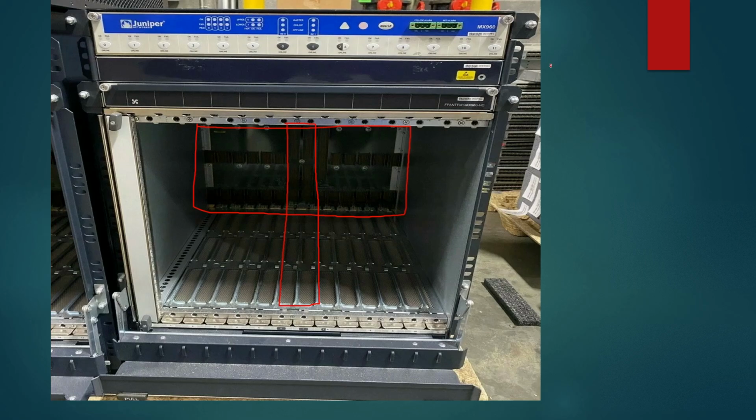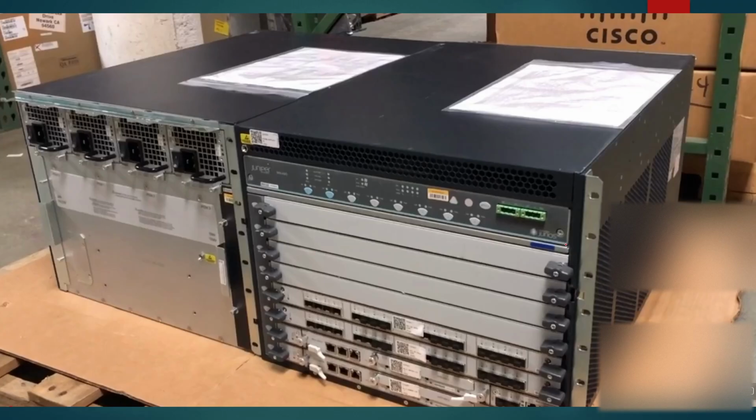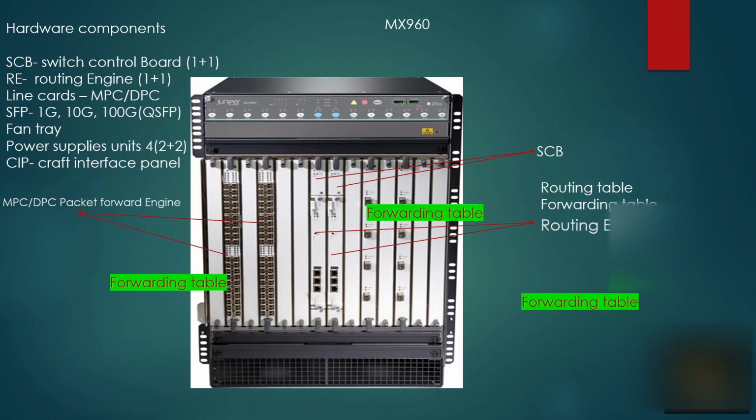Yes, sir. This is the MX960 chassis. This is the switch control board. Once you install it, you see these copper pins, which will connect to the line card. This is MX480, and this is MX960. In the front end, you have SCBs and routing engines. SCB means what? Switch control board. How many SCBs do we have? 1 plus 1. Routing engine also 1 plus 1. Why do we say 1 plus 1? One is active, one is for redundancy. These are the main things.